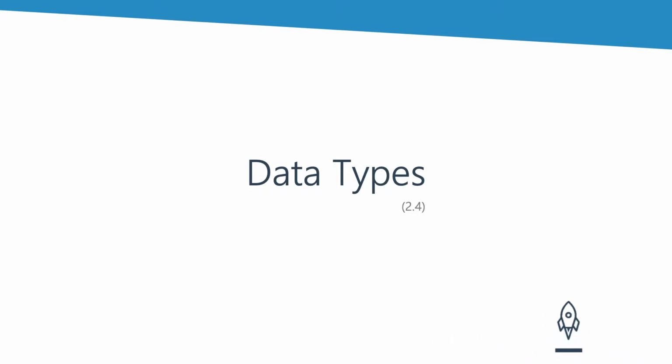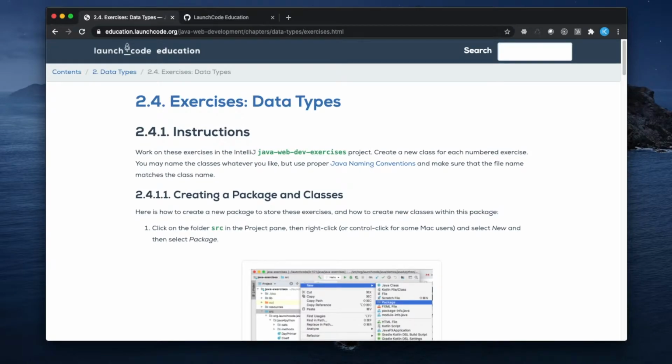The exercise we're going to be going over today is data types, which is in chapter 2 of our reading. So let's hop on into this. Pulling up our reading, we see 2.4 exercises data type. First one on the instructions, it says we need to work on these exercises in IntelliJ for the Java Web Dev Exercises project. So what this is telling me is that I need to go to our GitHub and grab the Java Web Dev Exercises project from GitHub and bring it onto my own machine.